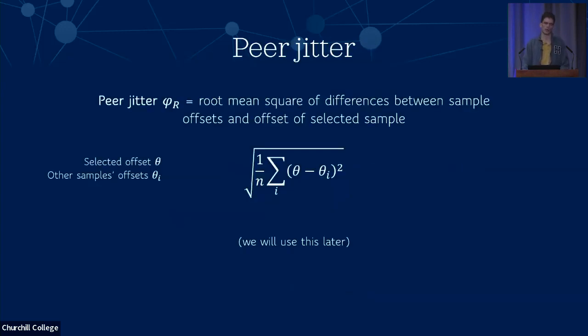One other thing that we're going to need to calculate at this stage is called peer jitter. And this is basically a measure of the variation between samples from the same server. So we calculate that as the root mean square of differences between the offset that we have selected and all the other offsets in the shift register. And that's just a measure of how spread out different samples to the same server are. We need to calculate that at this stage because we need to have all the samples from the server available to us, but we're going to come back to this later.